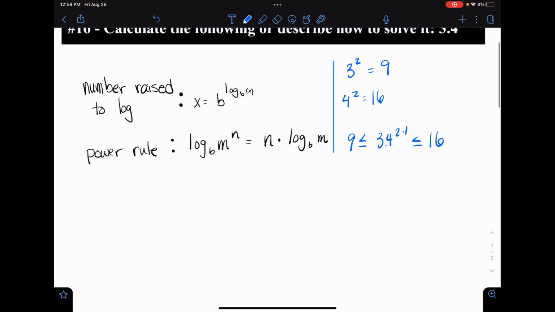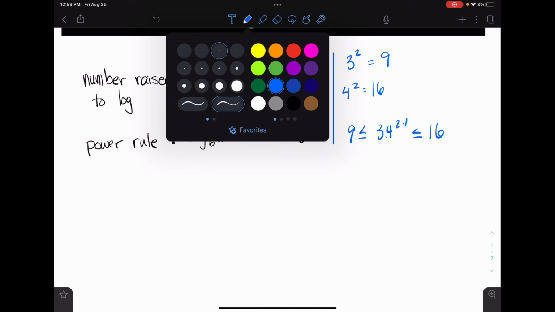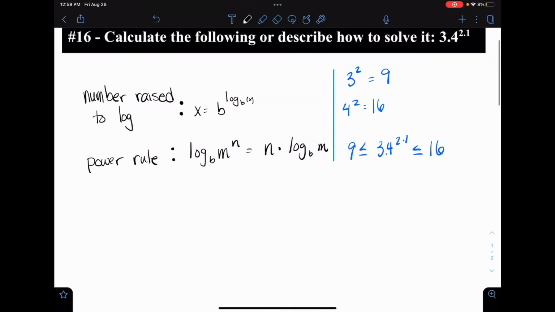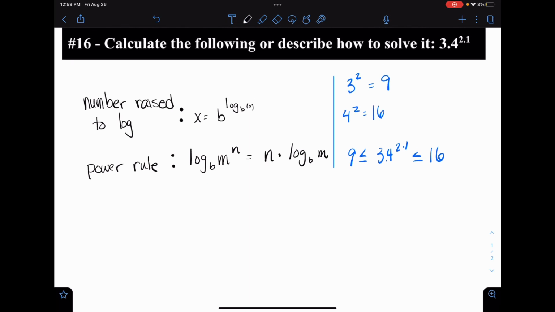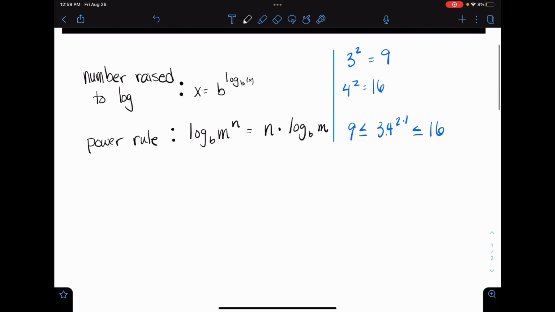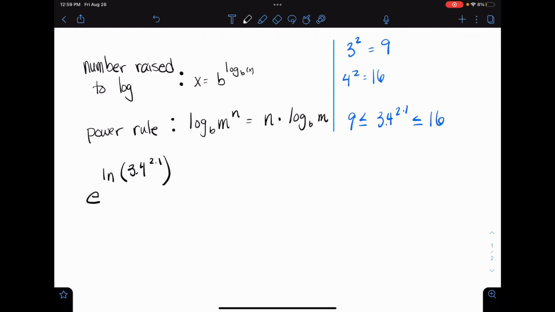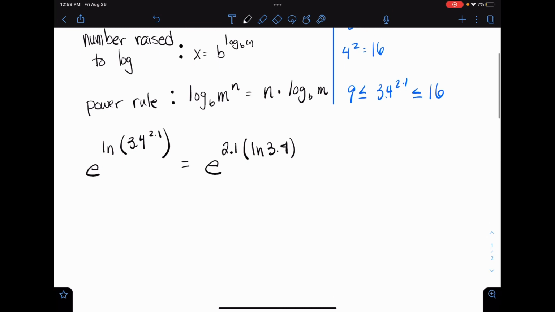Now, if you're working off the answer key that I have, it says to use these two rules to simplify into another form. So first, we have 3.4 to the 2.1, and using this number raised to the log rule, we can simplify that to e to the ln of 3.4 to the 2.1. And now if we use the power rule on the power of this new form, we get e to the 2.1 times ln of 3.4. And this is about as simple as this problem can get.